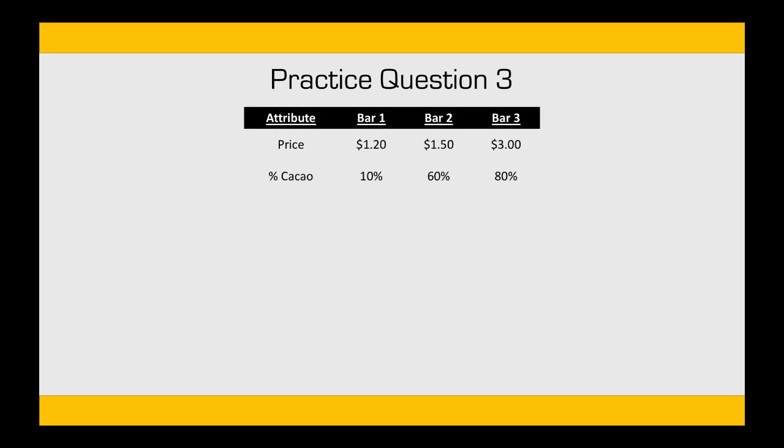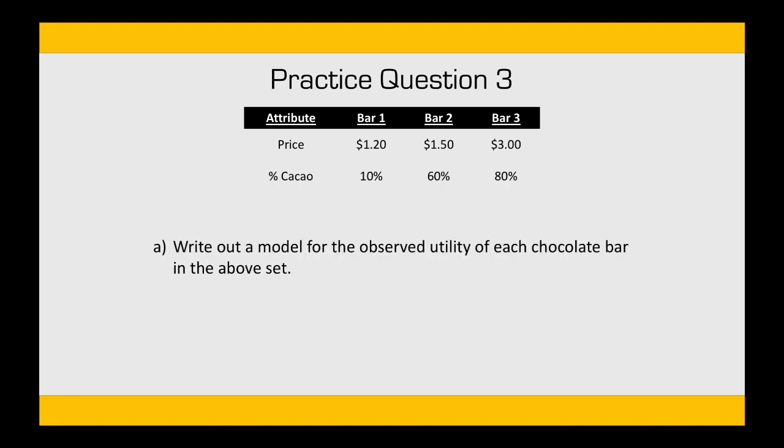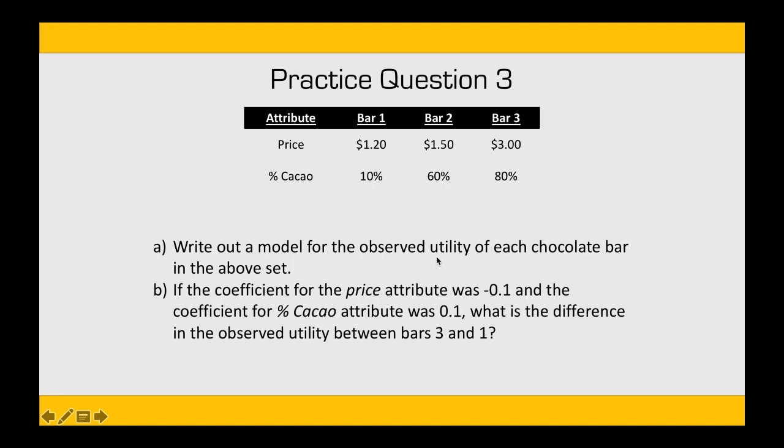So for our last set of practice questions, let's say we're making choices between 3 different bars of chocolate. We have prices and we have percentage of cacao. So this is a darker bar and this is more like milk chocolate. Question A, write out a model for the observed utility of each chocolate bar in the above set. Now remember, this is just the observed utility, the V sub j. In question B, let's say the coefficient for price was negative 0.1 and the coefficient for the percentage of cacao was positive 0.1. What is the difference in the observed utility between bars 3 and 1?